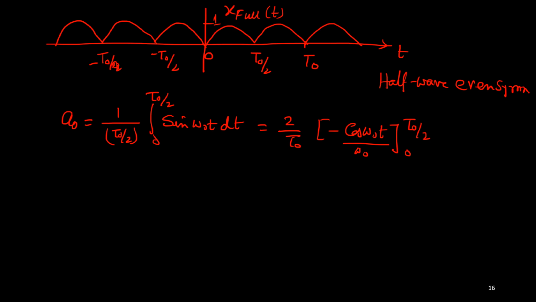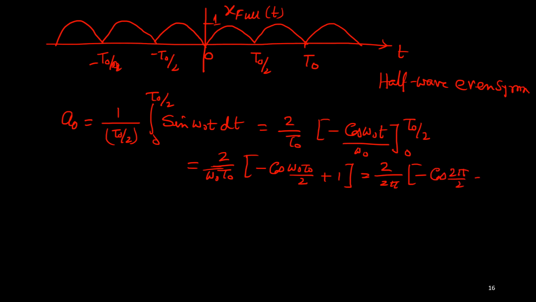Now if you simplify it, what you will get? It is 2 upon t naught, and this omega naught outside, omega naught t naught, and minus also I can put outside. I'll keep it within that one. So minus cos omega naught t naught by 2 minus plus 1. And you know that omega naught t naught is 2 pi. So it is 2 upon 2 pi, and this is minus cos 2 pi by 2, and this is plus 1. So 2 will cancel here, and 2 will cancel here. So cos of pi is minus 1. So minus 1 plus 2. So it is becoming 2 upon pi. So this value is 2 upon pi.